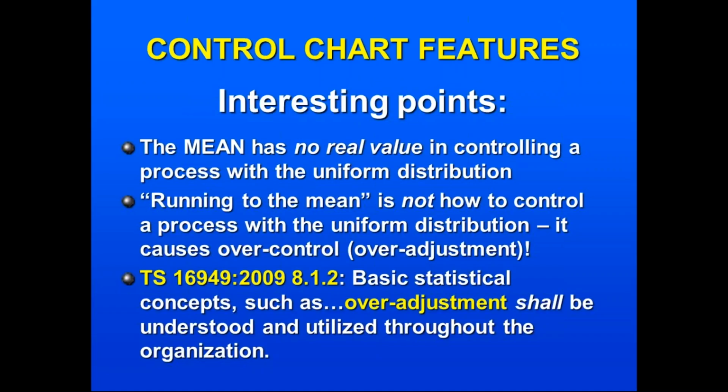And if you look at TS 16949:2009 8.1.2, one of the things it tells you is basic statistical concepts such as over-adjustment shall be understood and utilized throughout the organization. So you need to understand that if you have people running to the mean, that means they are becoming the process by adjusting all the time when they don't need to. The only time you should be making an adjustment is when you are at the control limits.